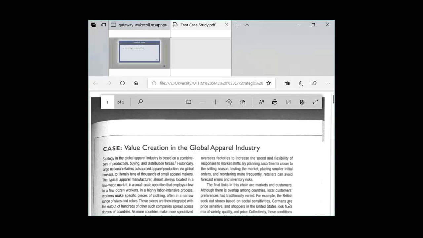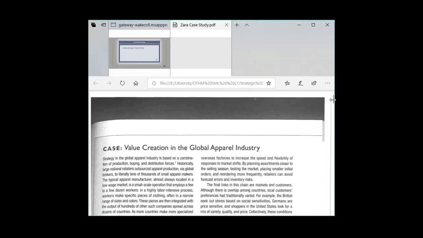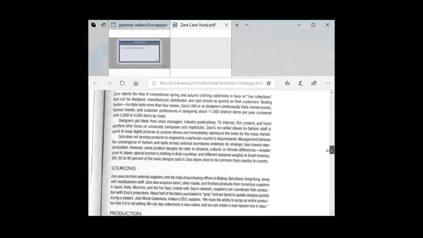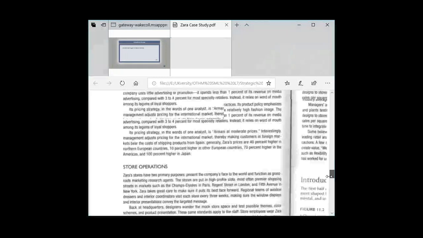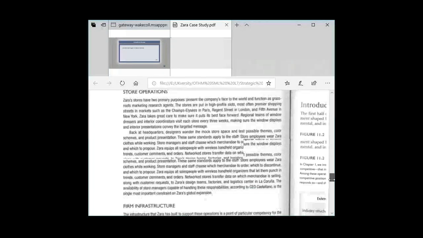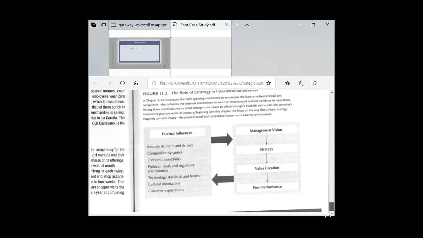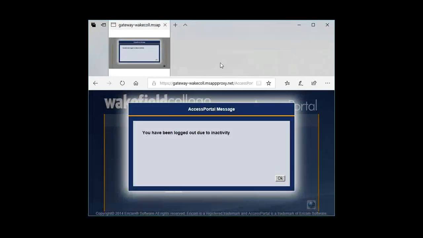So please, you can read what strategy the Zara brand uses, and it's quite good to read in this case study, and how they source production, stores, warehouse, and things. So overall, Zara strategies, management vision, firm performance. So please, you can read this case study. That will really help you to further enhance your understanding about the Zara brand.